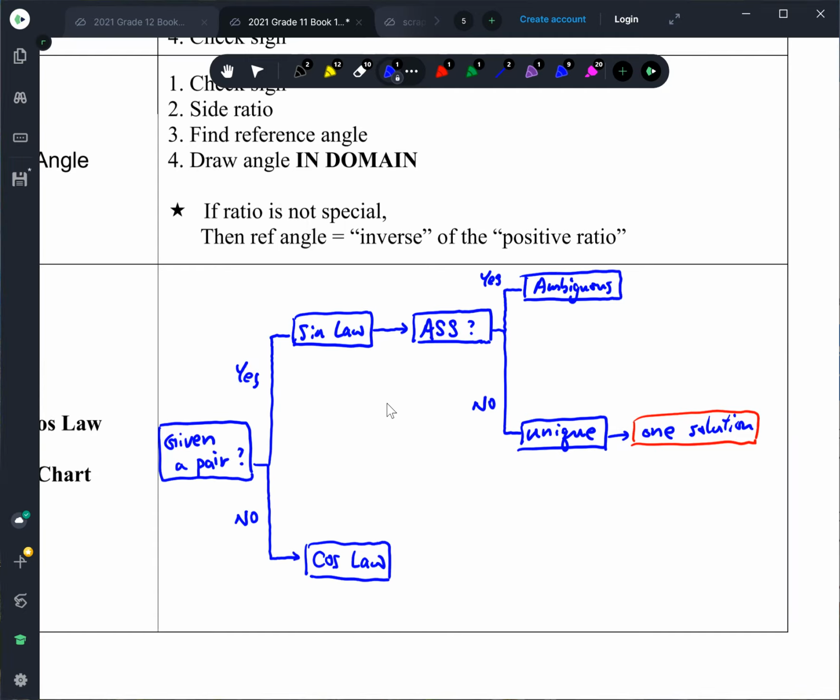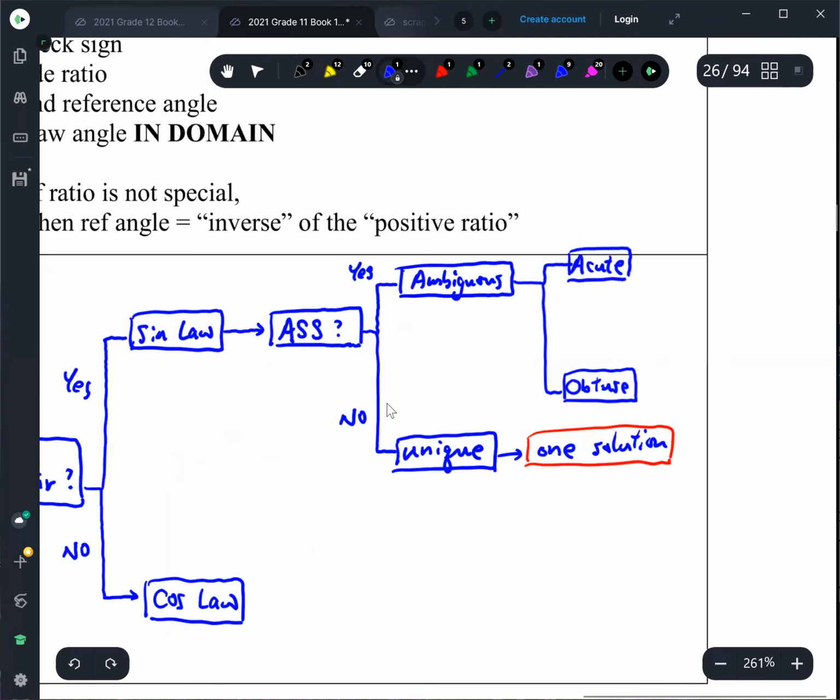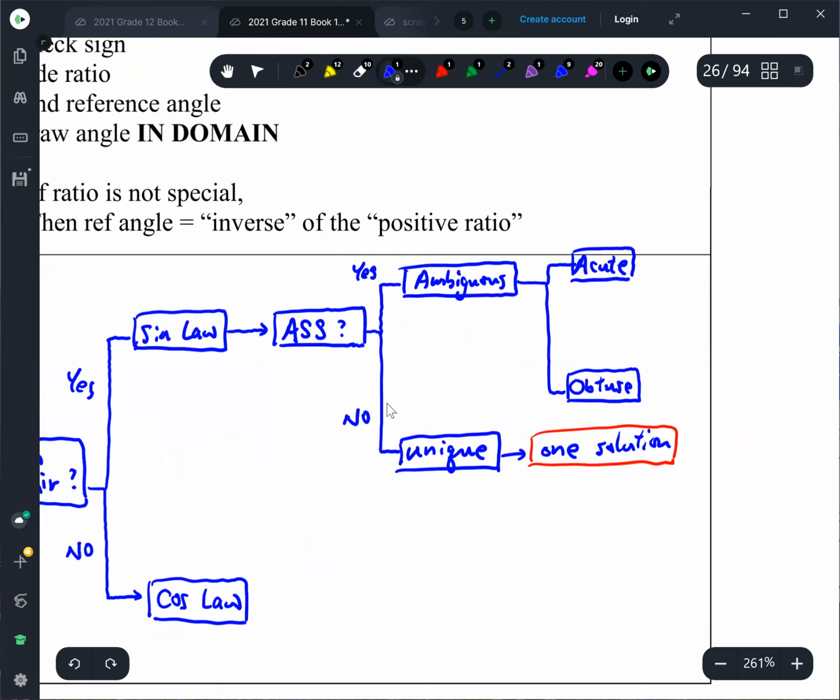So once you decide it's ambiguous, then you need to think about the angle that they give you. Is it acute, or is it obtuse? Right, the angle. If it's acute, you will have 4 cases: case 1, case 2, case 3, case 4. If it's obtuse, you would have 2 cases, case 1 and 2. So the details you have to look into your notes, right?